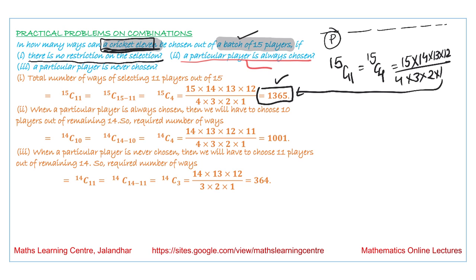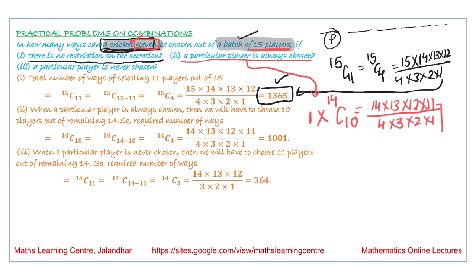Next is, a particular player is always chosen. If a particular player is always chosen, it means one player is already chosen. The total number of players we were having was 15. Now the number of players left is 14, and one player is already chosen. So now we have to choose 10 players out of these 14 players, and the answer for this is 14 into 13 into 12 into 11 divided by 4 into 3 into 2 into 1. The answer we will have is 1001 ways.